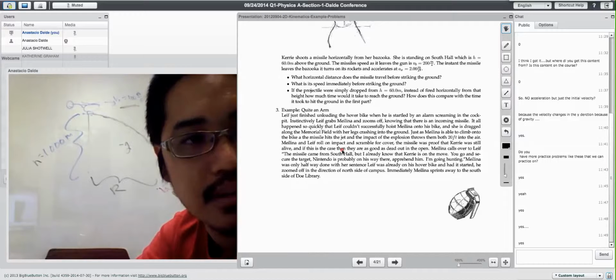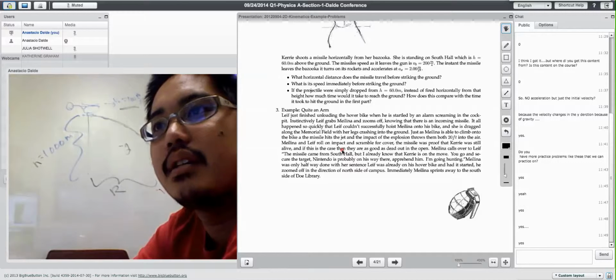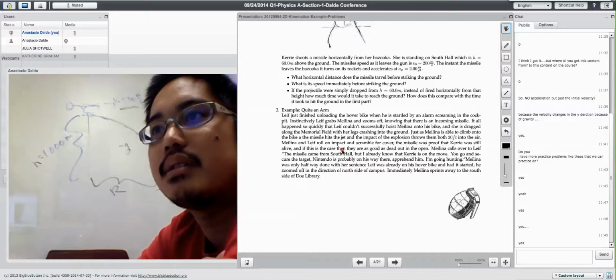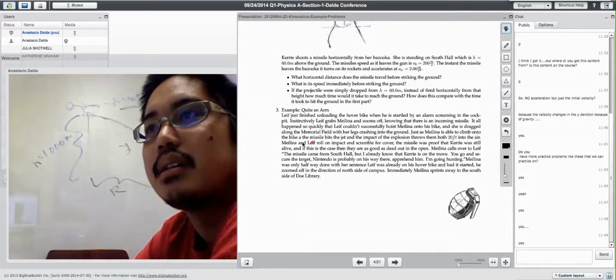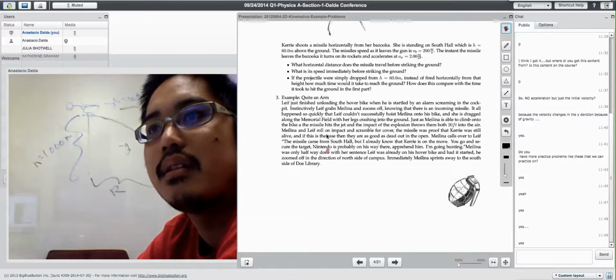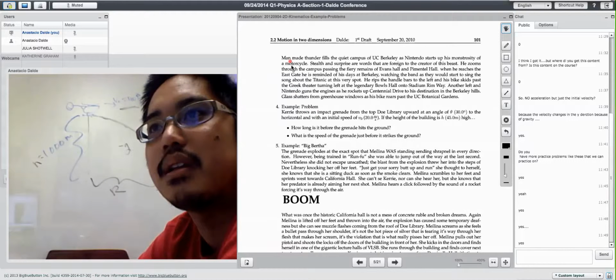Alright. Leaf just finished unloading the hover bike and was startled by the alarm screaming in the cockpit. Instinctively, he grabs Melina and zooms off, knowing that there's an incoming missile. It happens so quickly. Melina is able to climb onto the bike, and the missile hits the jet, and an impact throws them 20 feet into the air. Dude, there's a bunch of story. There's no actual problem that they're asking for. Oh, okay. Well, let's just do problem number 4.